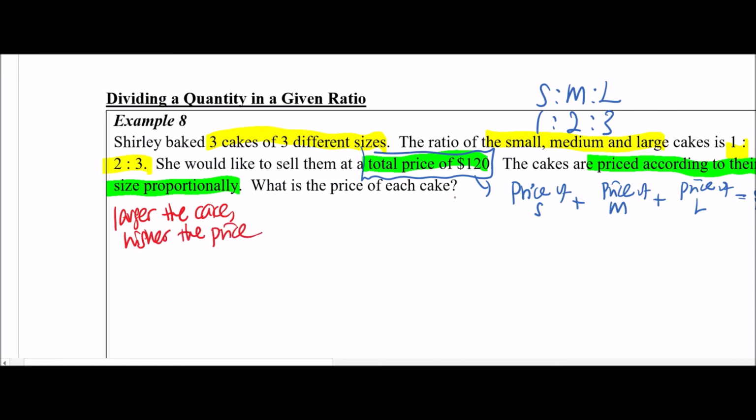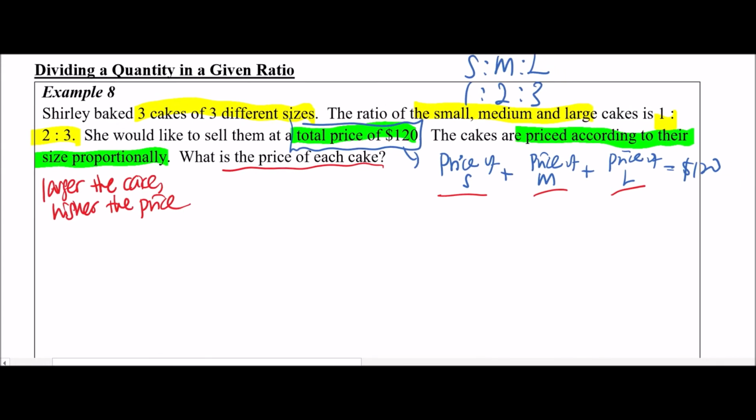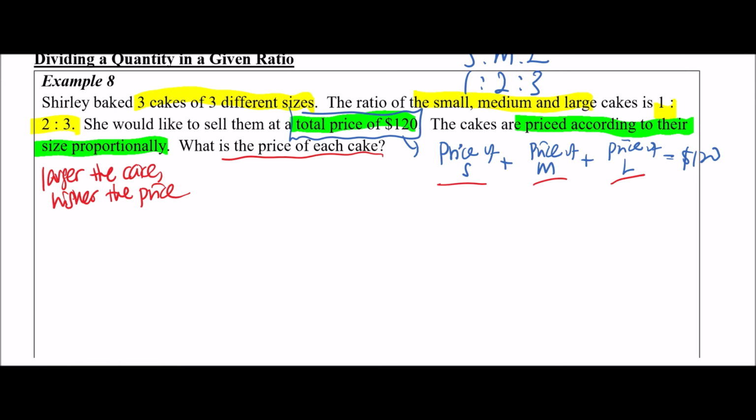So they're asking what is the price of each cake. So you're asking for the price of small, medium, and large separately. We know that the bigger the cake, the higher the price she is going to charge, and when we add up all the prices, it is $120. So quite interesting. In this case, let me show you how it's to be done.